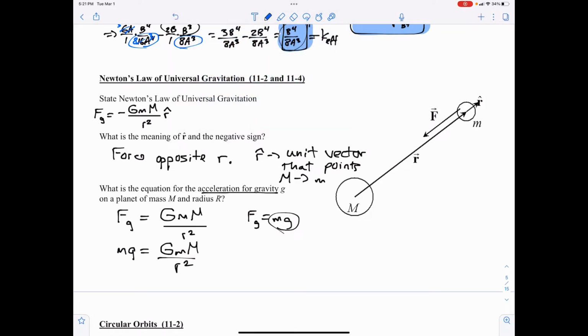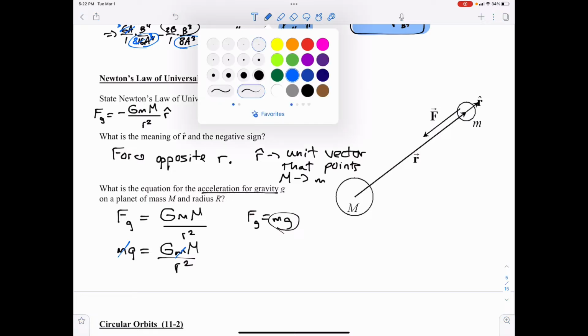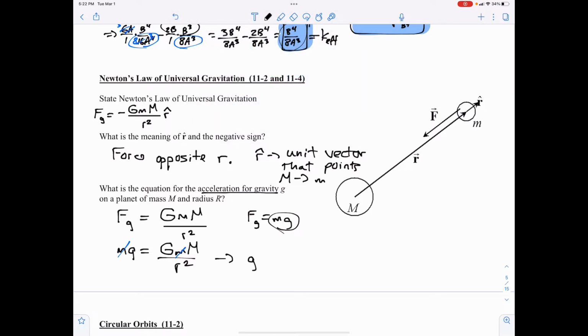And you can see the mass of the smaller object cancels, and we are left with little g, the acceleration due to gravity on a planet, equal to big G, which is the gravity constant. The gravity constant, by the way, is approximately 6.67 times 10 to the negative 11. It's a very small value. You don't need to memorize it. But little g is equal to big G times the mass of the planet divided by the radius of the planet squared.